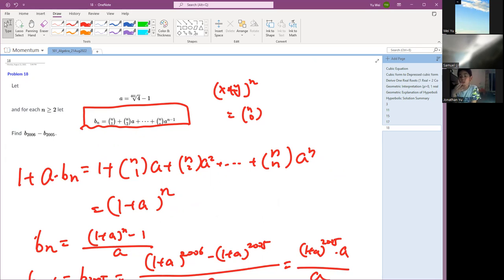The depressed cubic is lacking the AX squared term.